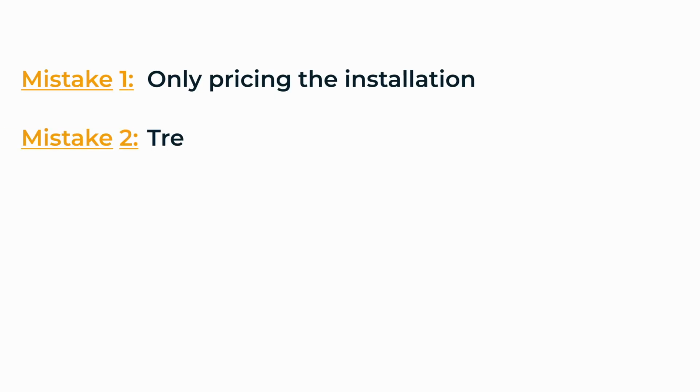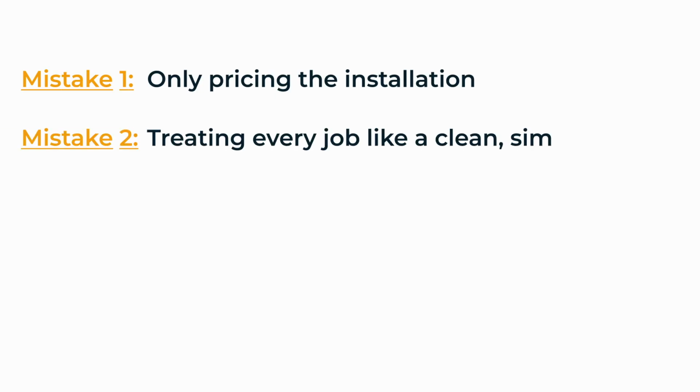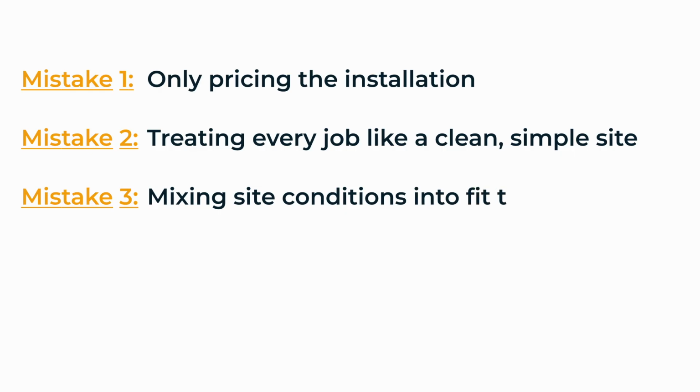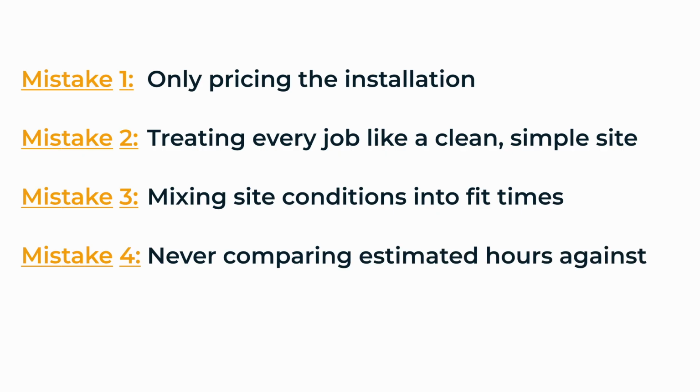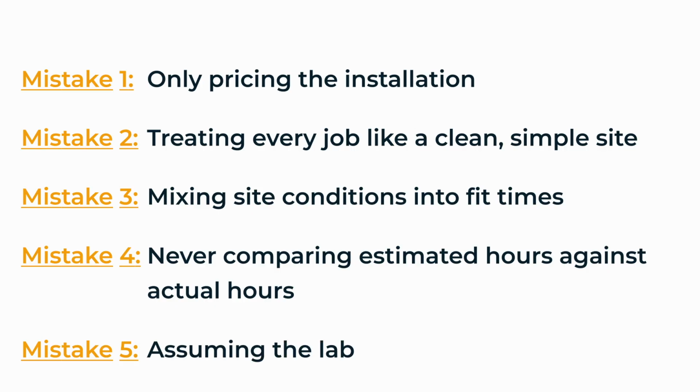There are a few mistakes to avoid. Mistake 1, only pricing the installation. That is the most common one. Mistake 2, treating every job like a clean, simple site. Most jobs are not clean, simple sites. Mistake 3, mixing site conditions into fit times. Keep the task and the site separate. Mistake 4, never comparing estimated hours against actual hours. Without feedback, nothing improves. Mistake 5, assuming the labour rate is always the issue. Sometimes it is, but often the missing labour was never priced.